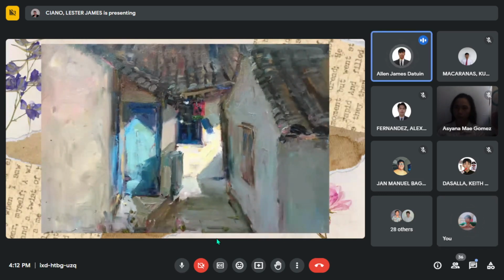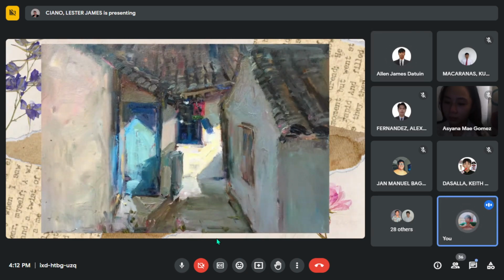Sa tingin ko, yung art na yan is para siyang three-dimensional na may magkakadikit na bahay, tapos may window. Yung window na blue.